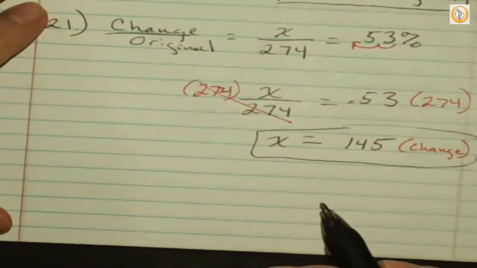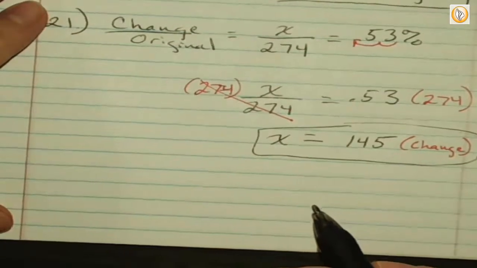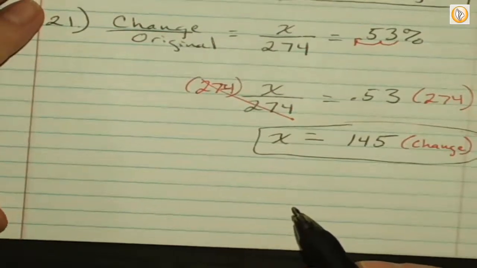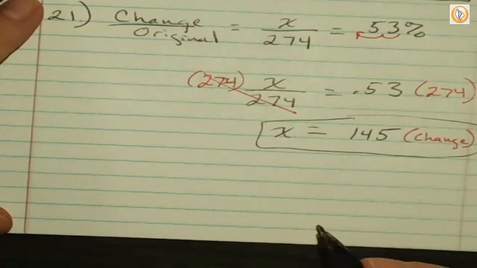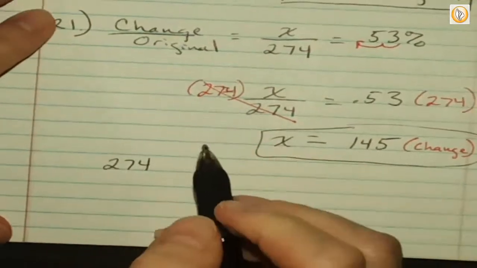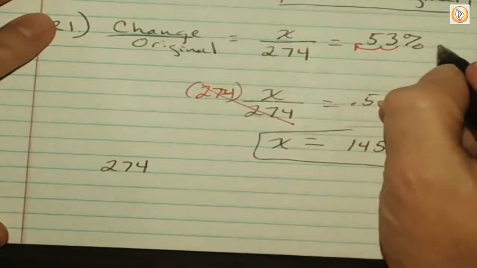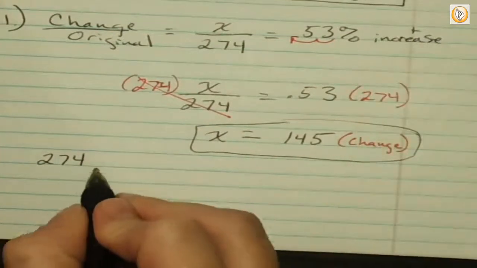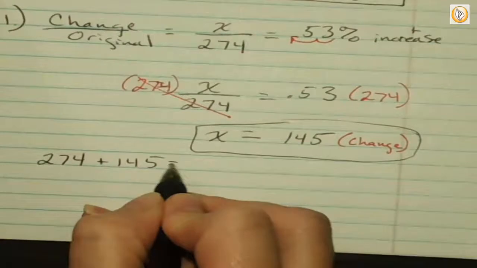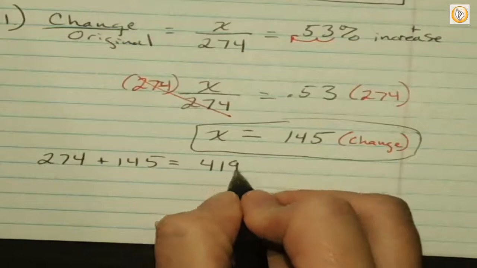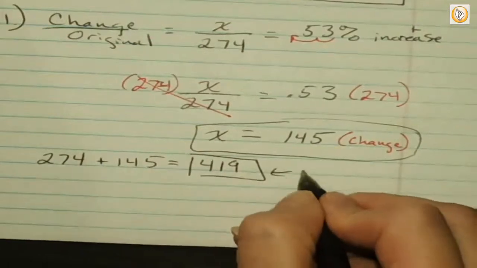Franz? 145 divided by 274. Right? I don't know about that. 274 divided by 145. There's no dividing. Morgan, what'd you do? Add 145 plus 274 because it says 53% increase. Okay, that's right. Because in there it says 53% increase, so you know you're adding. So 274 plus 145, what do you get? 419. That's your new amount.